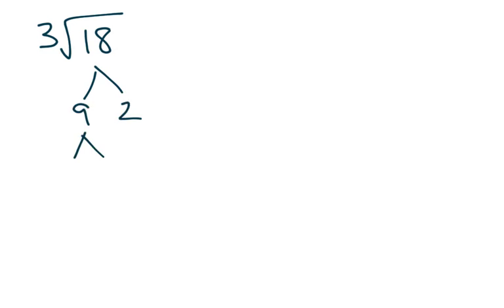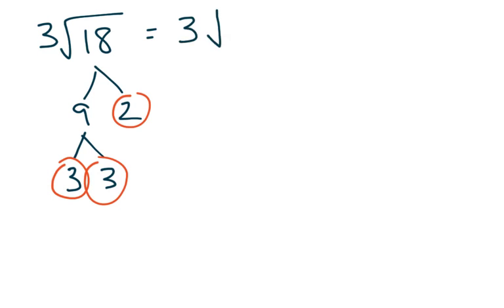9 times 2, and then I'm going to have 3 and 3. So I have a 3, and a 2. So when I rewrite it, I'm going to leave that 3 out front, and then I'm going to write everything else under the radical, because that is what it is. The 3 was out front, and the 18 was under the radical.